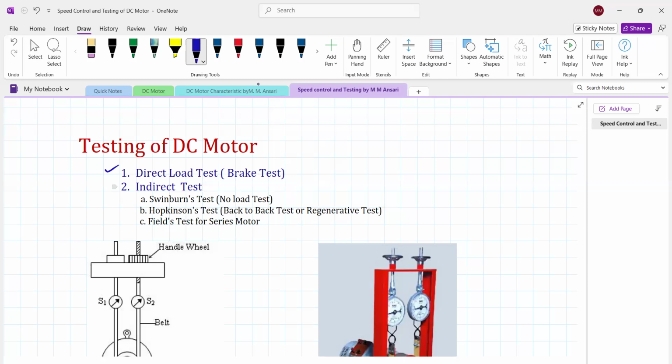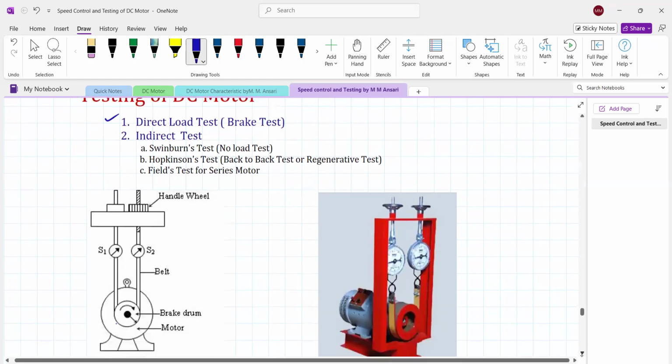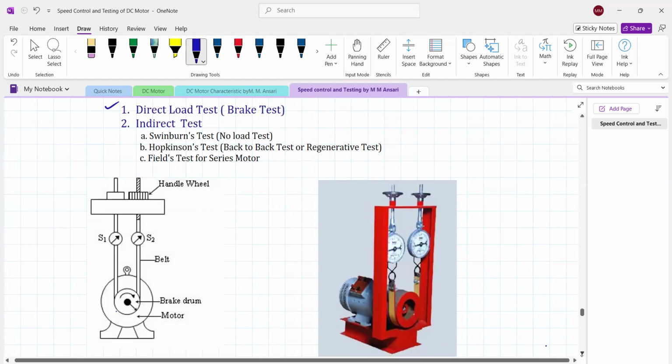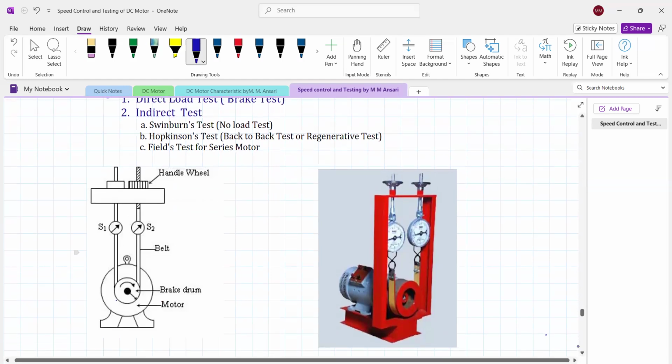In case of the direct load test, the motor is loaded with the help of brake and pulley arrangement. This is shown in this diagram. Say this is the motor and this is the motor pulley. Let the radius of the motor pulley be R. Then the force acting over the pulley is nothing but the spring tension or spring balance provided on both sides, which is going to measure the load in kg.